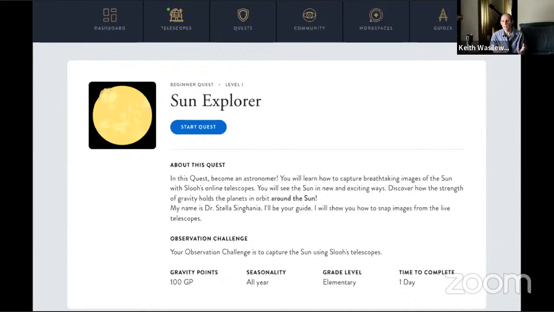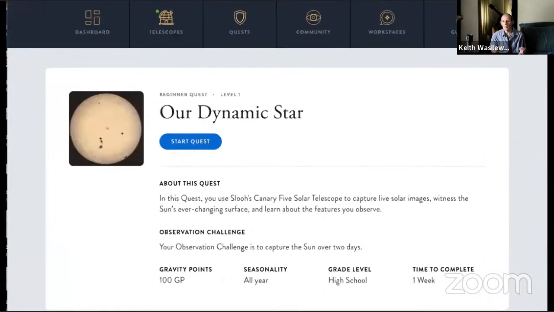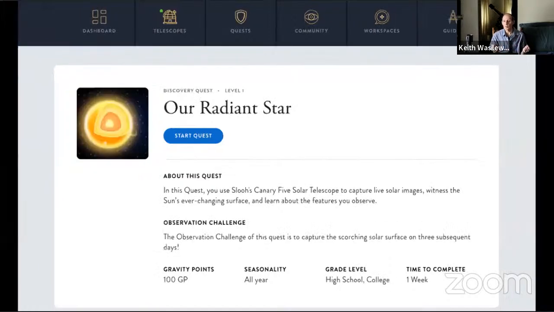We have another beginner quest, Our Dynamic Star, where you can continue what you did there. Again, you're snapping pictures from Slooh Solar Telescope and adding them into the quest. Very simple to do. There are lots of guidelines and walkthroughs that help you along the way. After you've completed those 2, you can move on to our Radiant Star. And that's where we get into the nitty-gritty of what happens at the sun's core. We talk a little bit about nuclear fusion and how the energy at the sun's center bubbles up to the surface and provides us with life here on Earth.